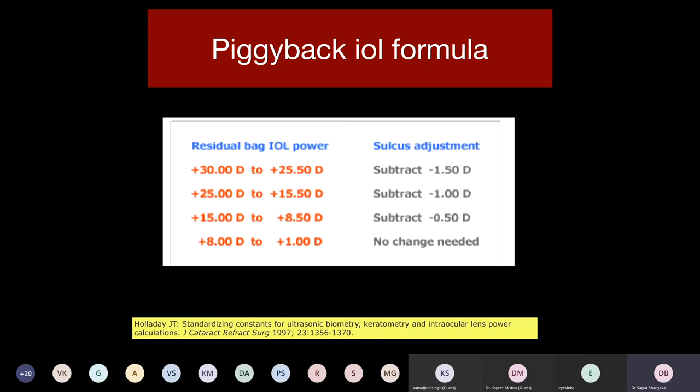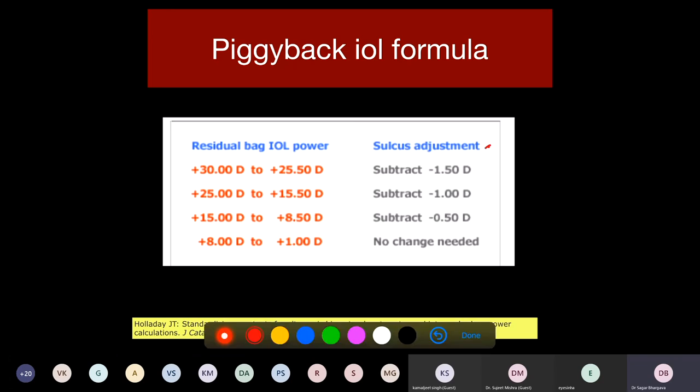But sometimes, if that is not feasible, then you can put 40 diopters of IOL, which is the highest value available. And the remaining, suppose it's 55, so the remaining 15 diopters can be put as a piggyback. But you have to remember that you have to do a sulcus adjustment, because this lens will be sitting a little in front.